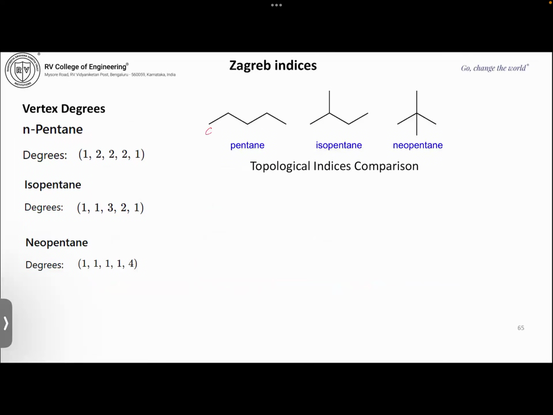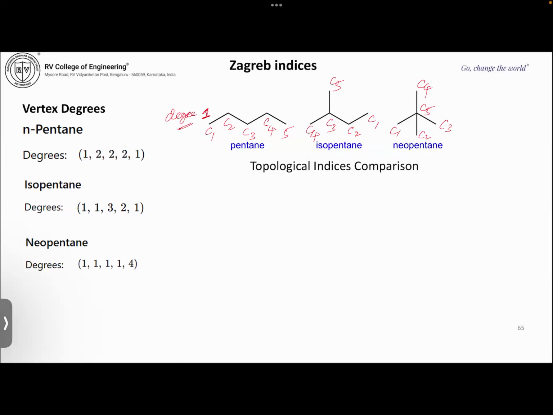N-pentane, for example: if you label this as C1, C2, C3, C4, and C5, and this one as C1, C2, C3, C4, and C5, and this one also as C1, C2, C3, C4, and C5, then let us find out the degrees. These are the vertices of all these molecules. C1's degree is 1 because it is bonded to only C2. This is the degree of a vertex.